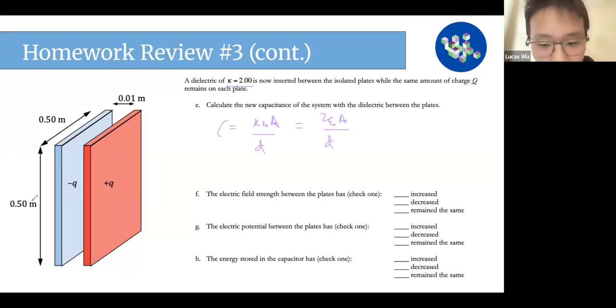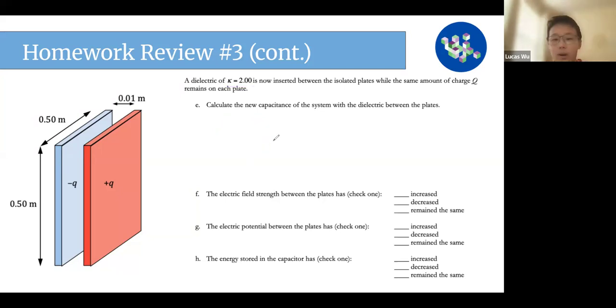Has the electric field strength between the two plates increased, decreased, or remained the same? To answer this question, you really need to think about what happens when I place a dielectric between the two plates of a capacitor. So remember, I have my two plates over here, plus and minus, and I place a dielectric between the two. For example, the dielectric might look like this.